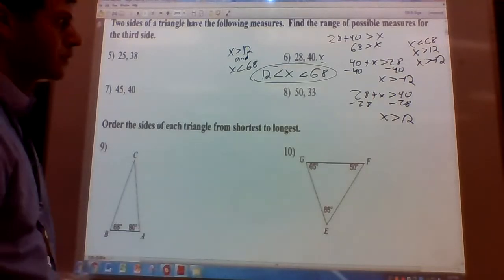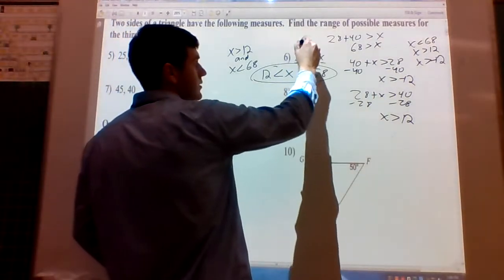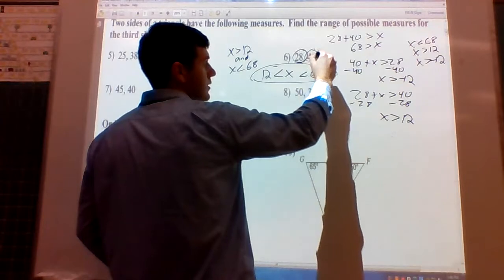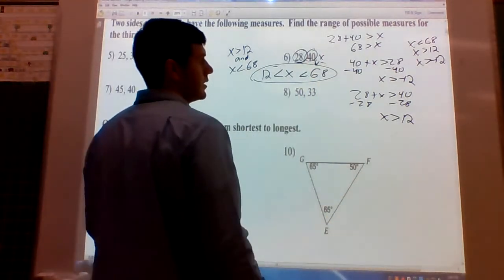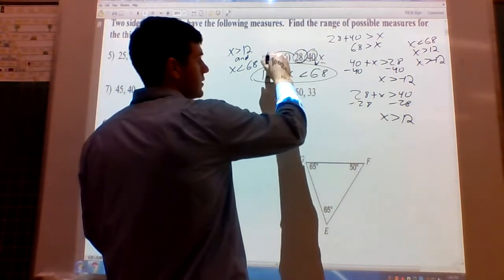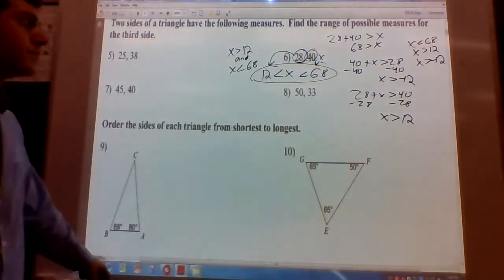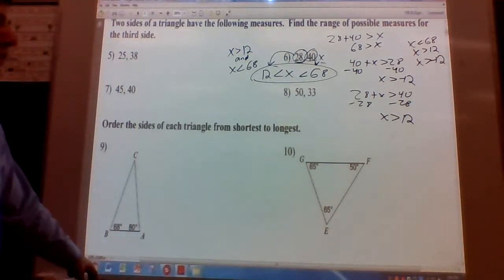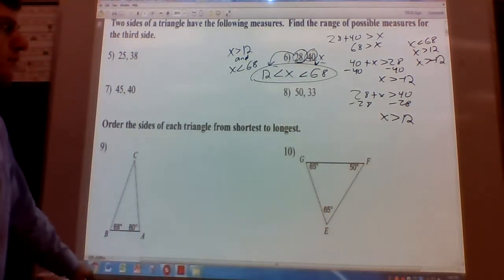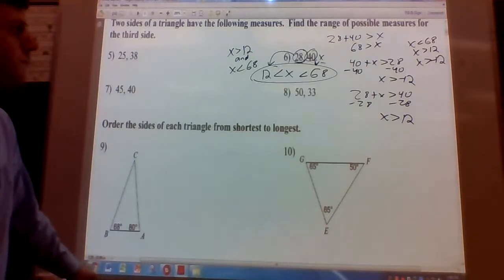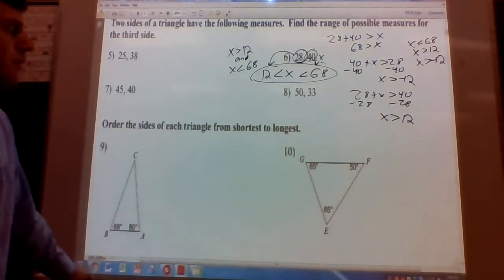Again, the quick way: 28 plus 40 is 68. 40 minus 28 is 12. But again, if you do it that way, it doesn't really show that you understand what's going on at all. That's just a little shortcut. A big shortcut, really.